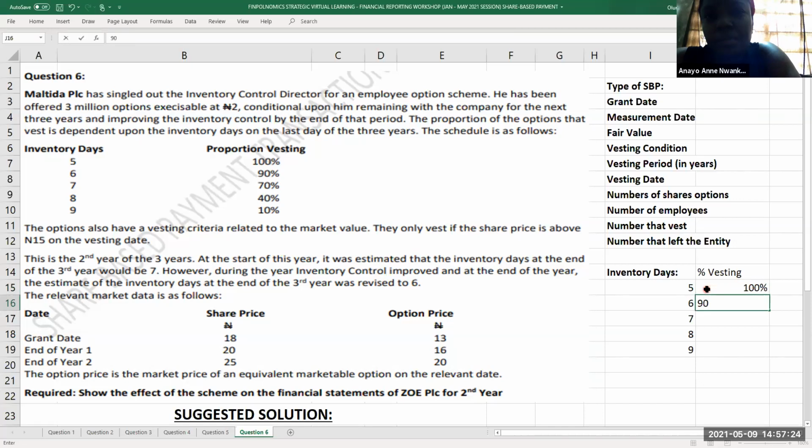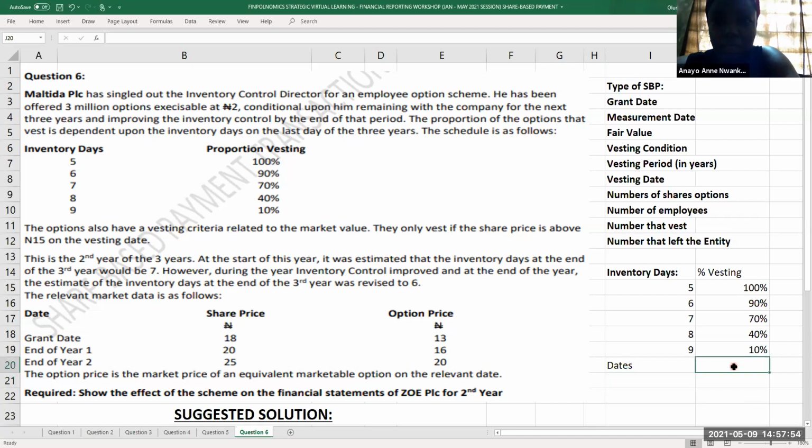This is the second year of the 3 years. At the start of this year, it was estimated that the inventory days at the end of the 3rd year would be 7. However, during the year, inventory control improved, and at the end of the year, the estimate of the inventory days at the end of the 3rd year was revised to 6. The relevant market data is as follows.